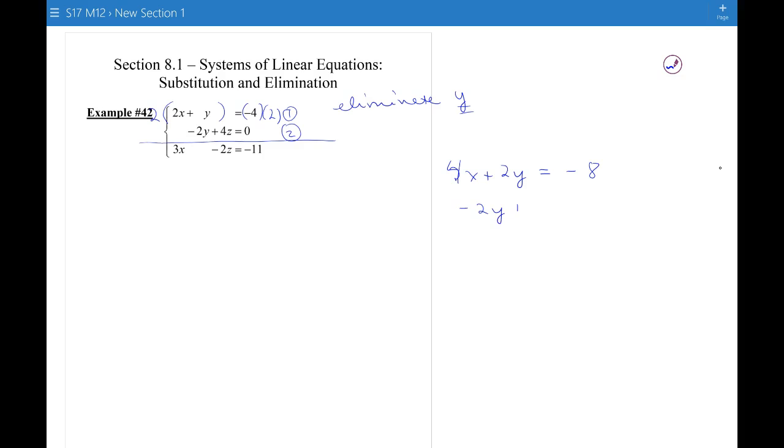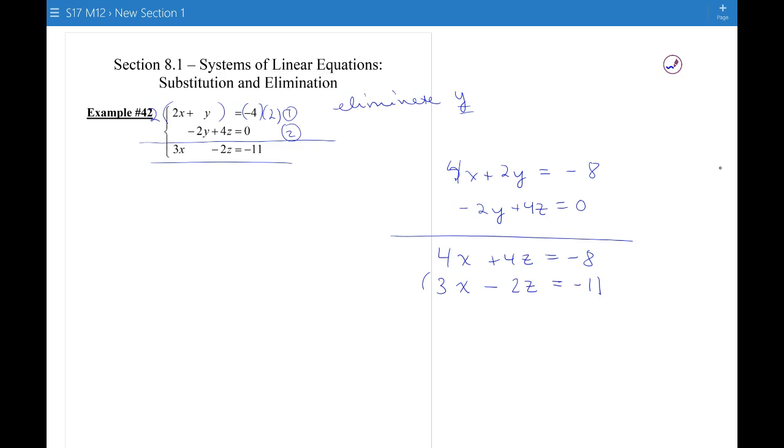And then negative 2y plus 4z equals 0. So when I add those together, I'm going to get 4x plus 4z equals negative 8. Well, this is pretty cool because then my third equation only has x and z in it. So now I have a system of two equations with two unknowns. So that's your goal, is to create a system of two equations with two unknowns so that you can solve.